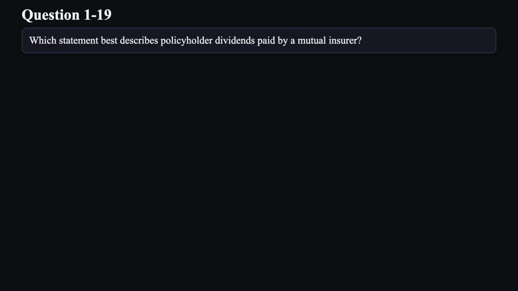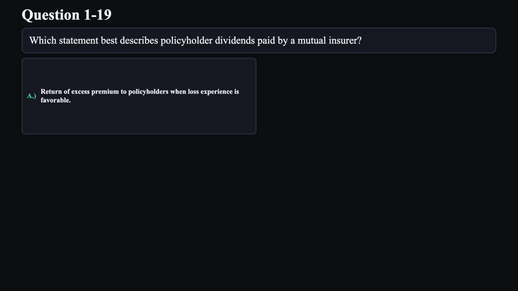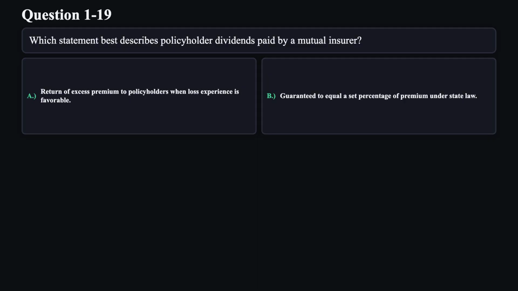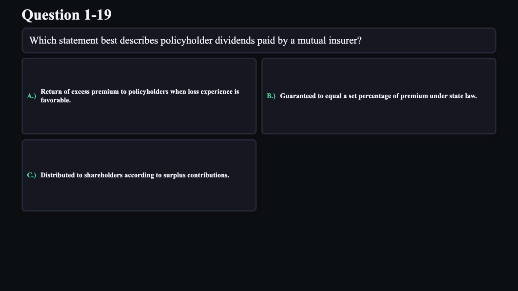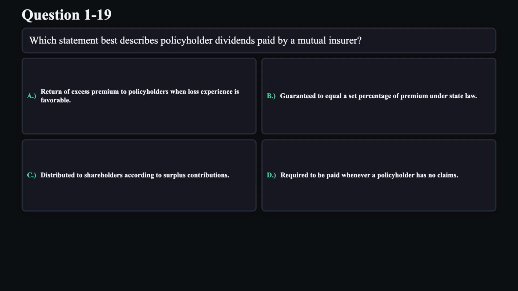Question 19. Which statement best describes policyholder dividends paid by a mutual insurer? A. Return of excess premium to policyholders when loss experience is favorable. B. Guaranteed to equal a set percentage of premium under state law. C. Distributed to shareholders according to surplus contributions. D. Required to be paid whenever a policyholder has no claims.